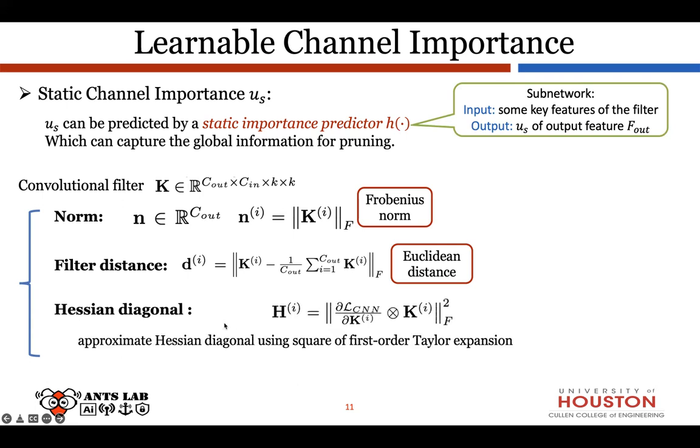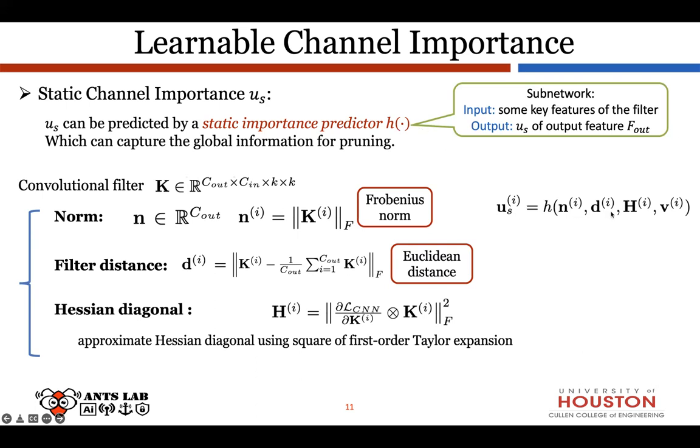Due to the computation complexity of the Hessian matrix, they approximate the Hessian diagonal using the square root of the first order Taylor expansion. And the result is shown in this equation. And after having these 3 key features of the filter, we will establish our predictor.